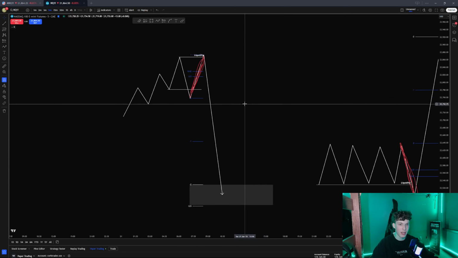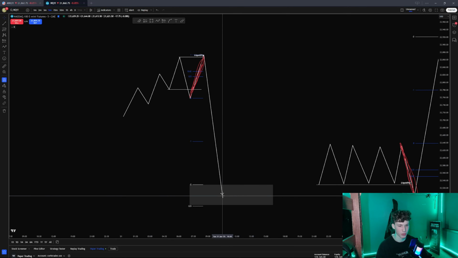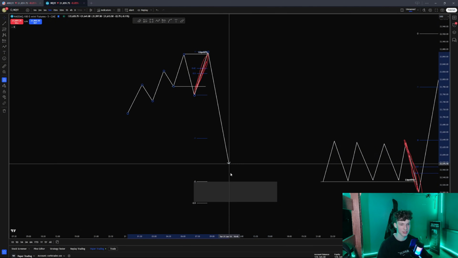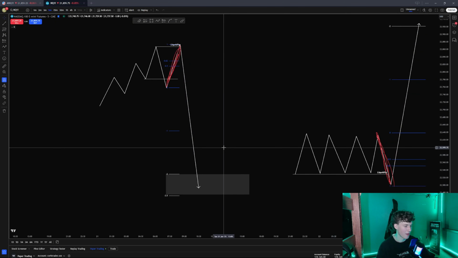You can measure a manipulation leg, and it might just completely ignore this or reverse off something completely different. So it's kind of just a measurement tool, something to have in your back pocket.